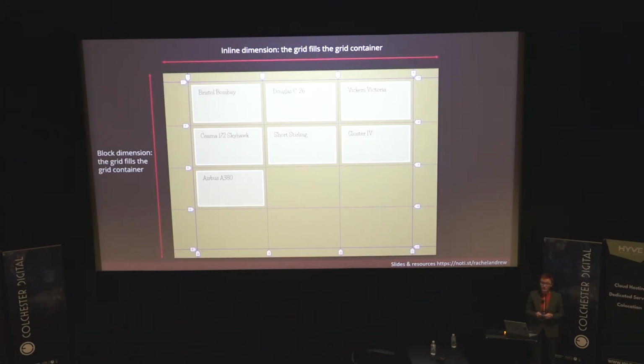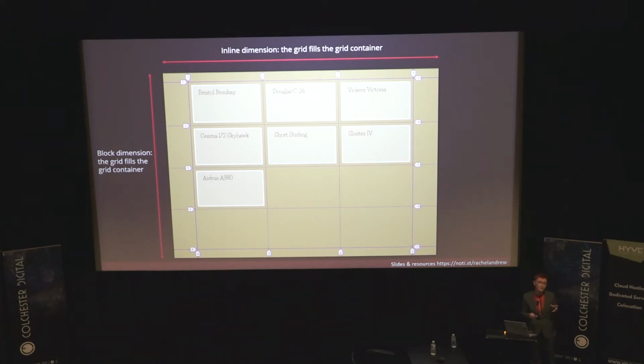But if you do give the block dimension a length, then grid will stretch and fill that container, just exactly the same way as it does in the inline direction. So you can play with the block dimension in grid, you can play with height, and you can keep everything aligned.